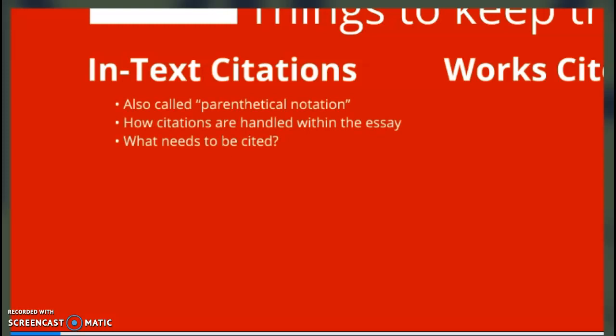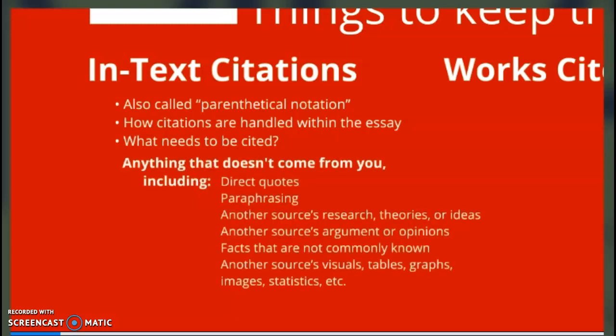In-text citations are also called parenthetical notation. They're called parenthetical notation because all of your citation is going to occur within parentheses at the end of your sentence. These are how citations are handled within the actual essay itself. And you might be wondering to yourself, what needs to be cited? Anything that doesn't come from you needs to be cited. So direct quotes, when you paraphrase an author's idea, when you cite another source's research, theories, arguments, opinions, anytime you give a fact that's not commonly known or cite a table, graph, statistic, or data of any sort, you need to give me an in-text citation.